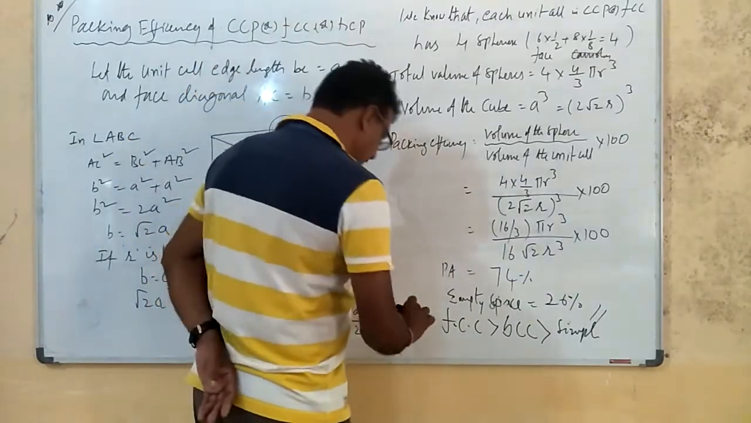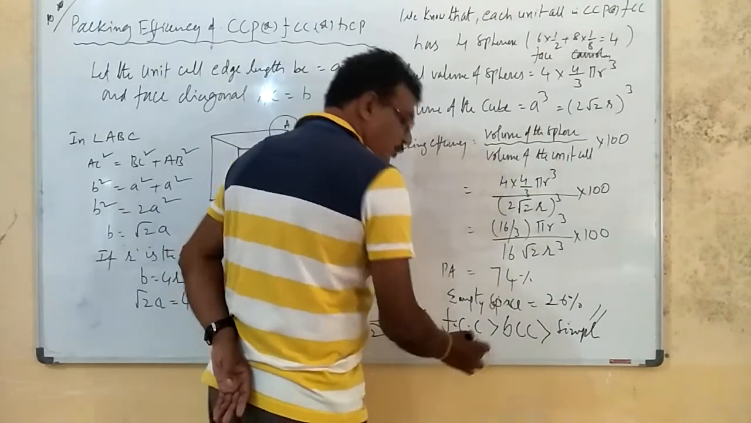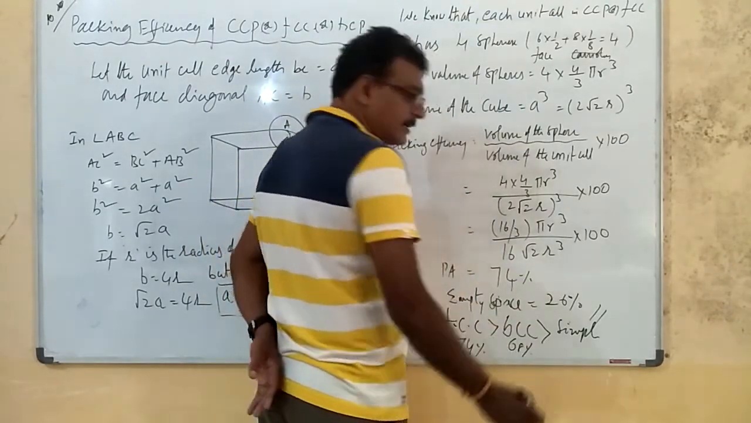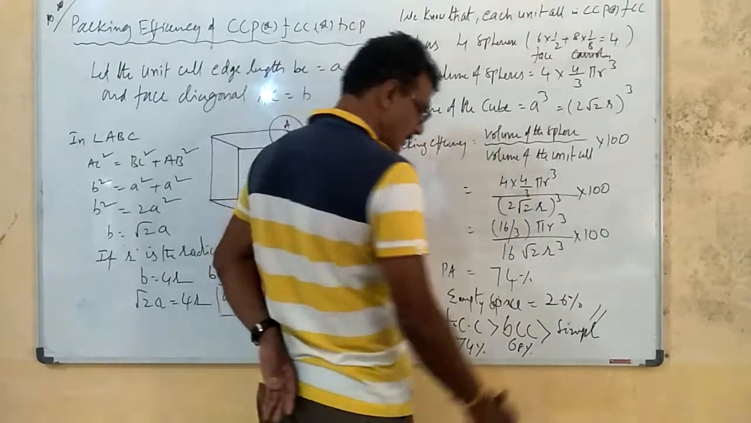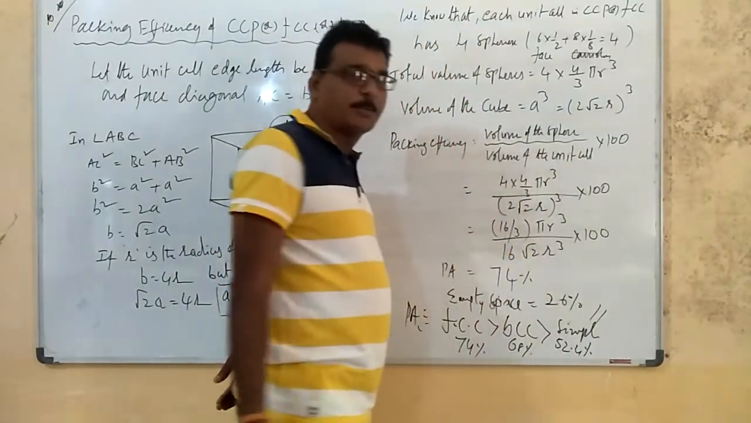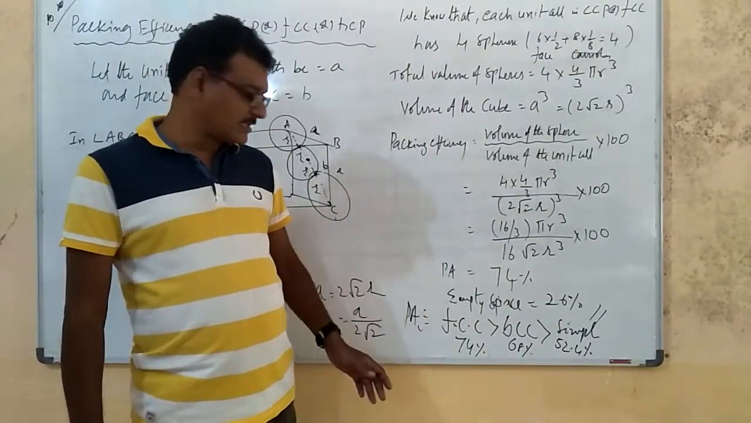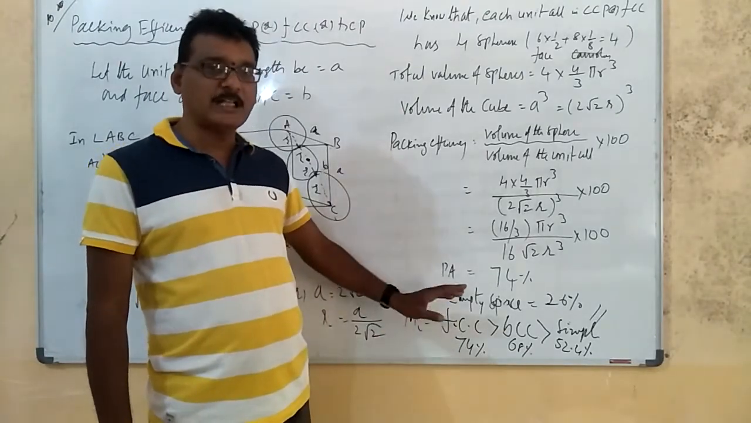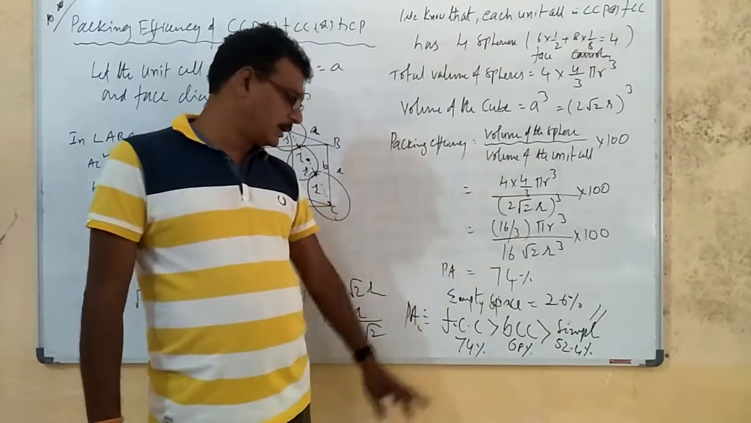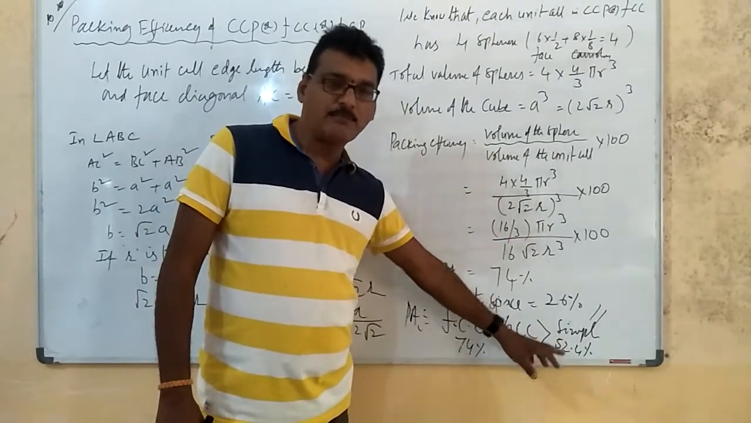Why I am writing this is the packing efficiency order of priority. FCC means 74% occupied. BCC means 68% is occupied by the particles. Simple cube means 52.4% is occupied by the particles. So the packing efficiency of FCC is more than that of BCC, and BCC is more than that of simple cube. This is equal to 74%, 68% and 52.4%.